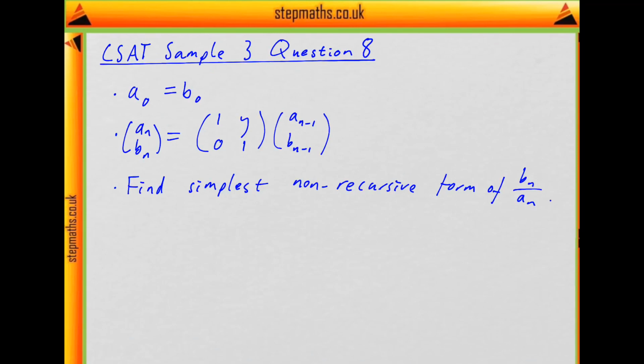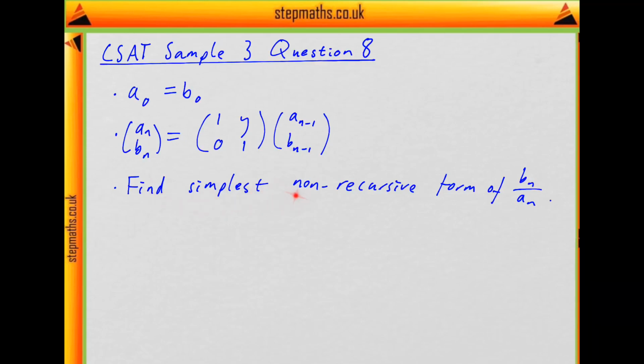This is question 8 from the third CSAT sample paper. And in this question we're given some information about two sequences, An and Bn. And we know they start off with A0 equals B0. And then if we think of An and Bn as a vector, so the x-coordinate is An and the y-coordinate is Bn, then to get to An, Bn from An minus 1, Bn minus 1, we just multiply the vector by this matrix.